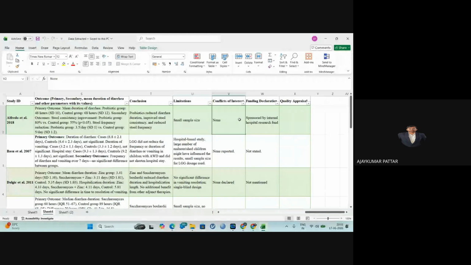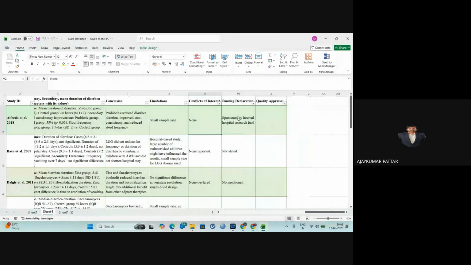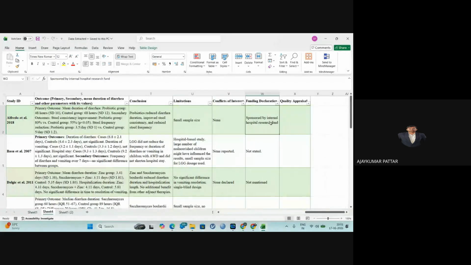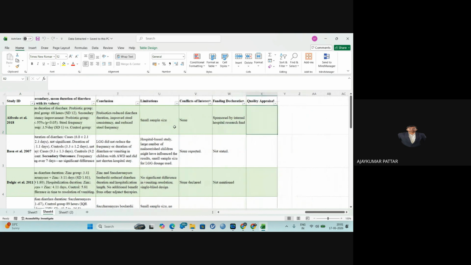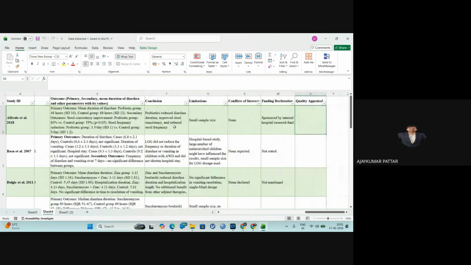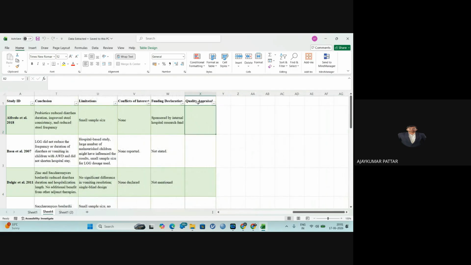Any conflicts of interest they have mentioned. Then funding: whether their study is funded by any institute or sponsor, that also you have to mention. Then overall quality appraisal: by seeing the paper, what is the quality of that particular paper, we have to mention.